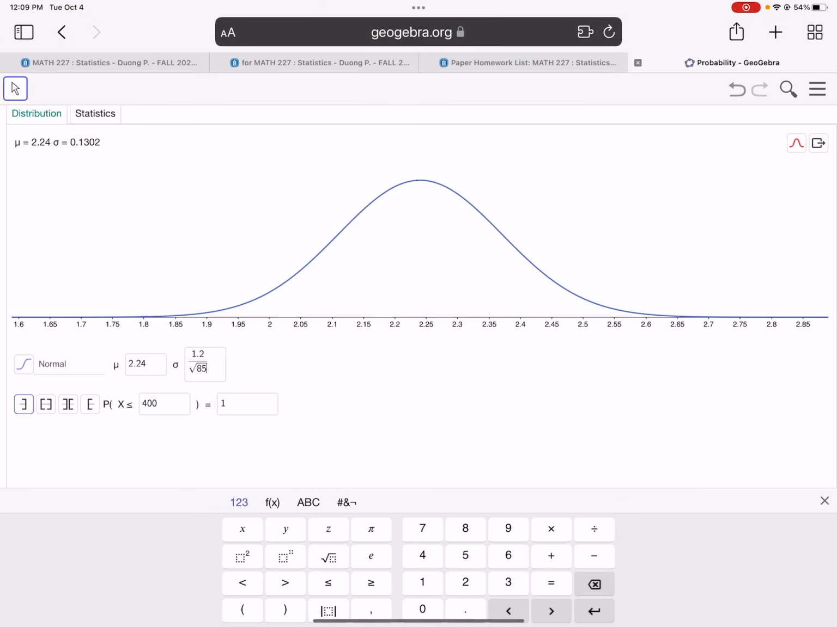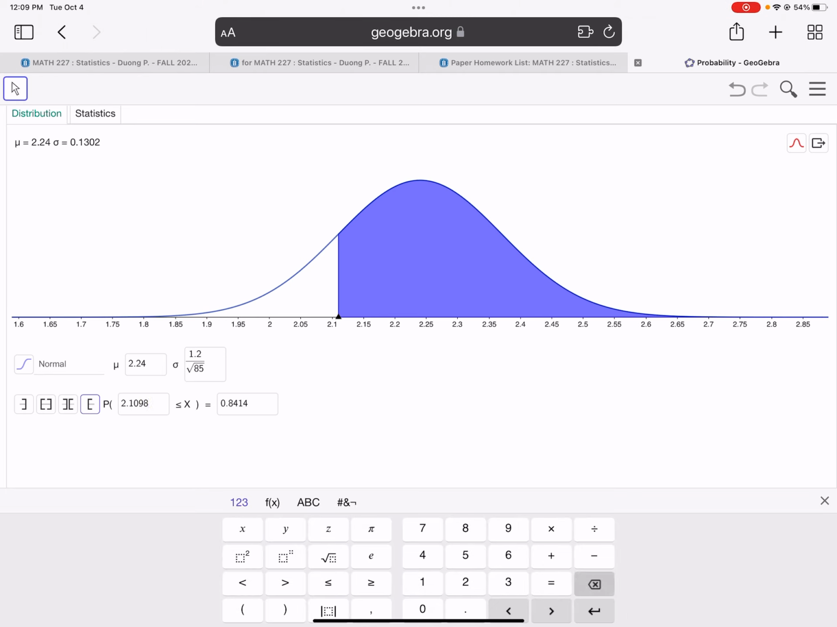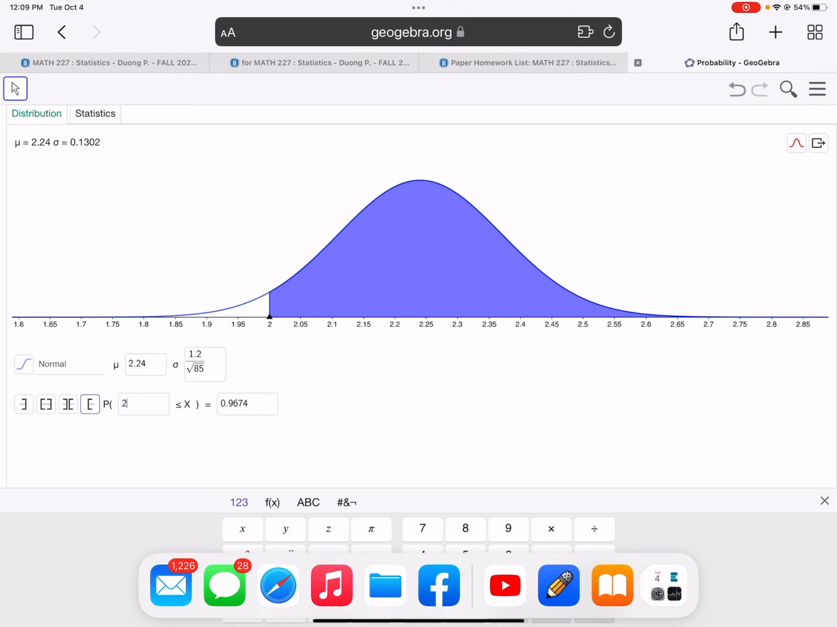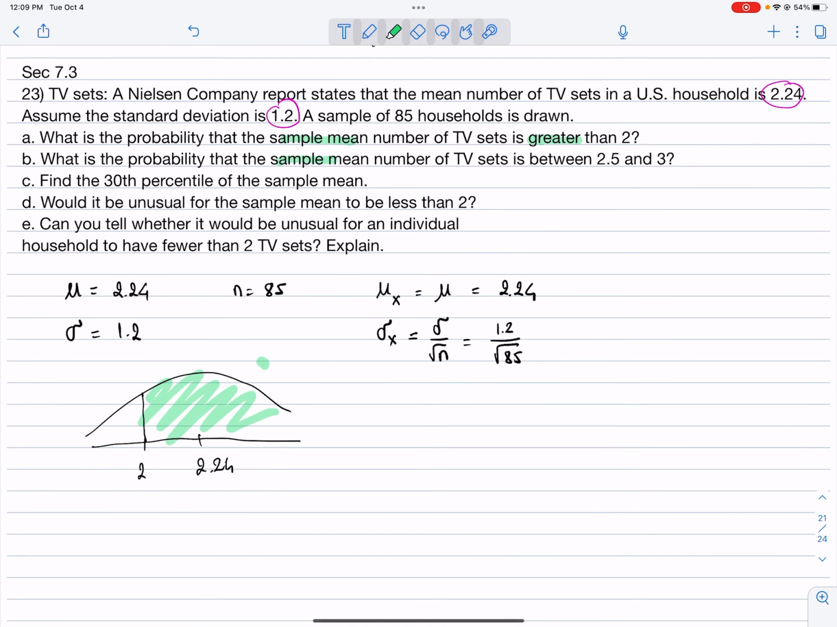Okay, so I click on shade on the right, and then we have 2. Then our number is 0.9674. That is the probability number in the probability box, 0.9674.